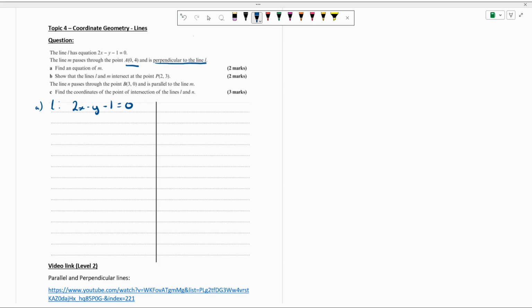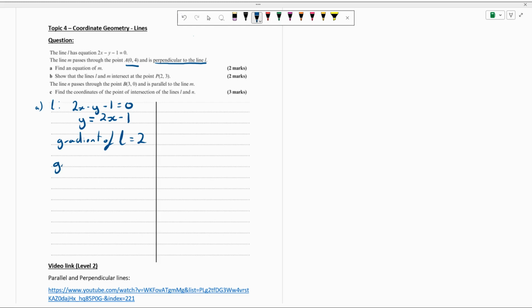So what I need to do first is find the gradient of L. I'm going to rearrange this equation so that it's y equals. To do that, I should get 2x minus 1. That's me just taking the y over to the right-hand side. So from this, I now know the gradient of L is 2. I can just pick it off the y equals mx plus c. So if you need to pick it out, try and get it in the form of y equals mx plus c, and then you can just pick your gradient off.